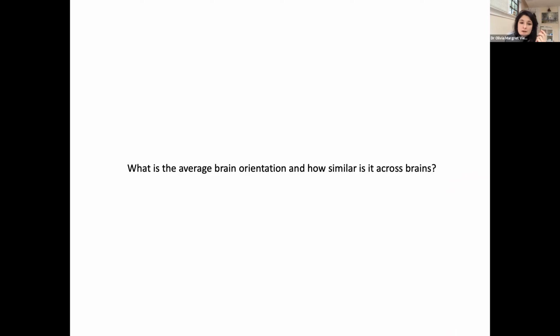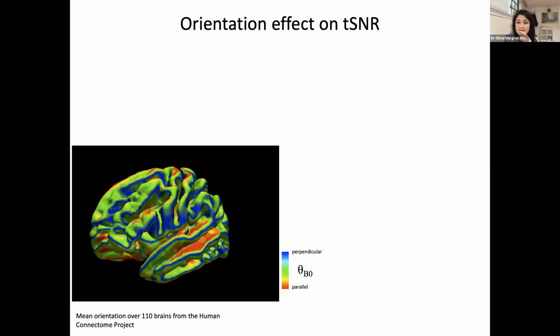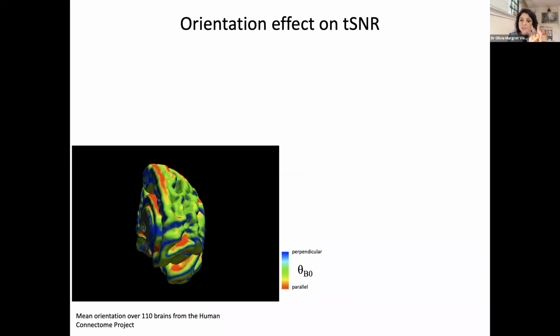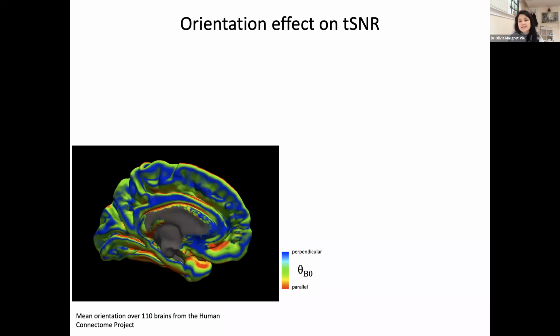So I asked myself the question: what is the average brain orientation, and how similar is it across brains? To do that, we used a subset of 110 HCP subjects to calculate an atlas of average orientation of the brain and orientation variability across us. And so here is the average orientation across those 110 subjects.